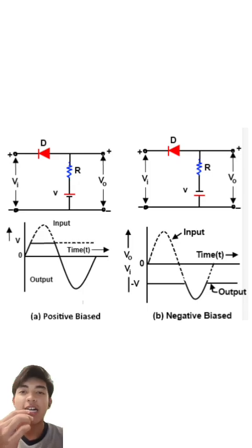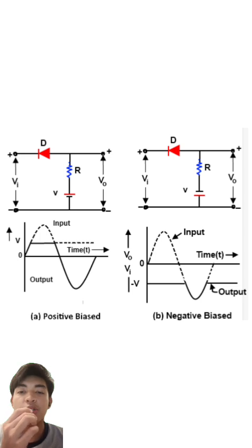Okay, next we go to number 3, clipper circuit explanation. Okay, let's take a look at the clipper circuit. A clipper circuit is a type of electronic circuit that is designed to remove or clip certain portions of an input signal without distorting the rest of the waveform.